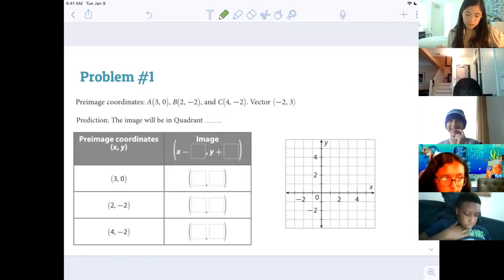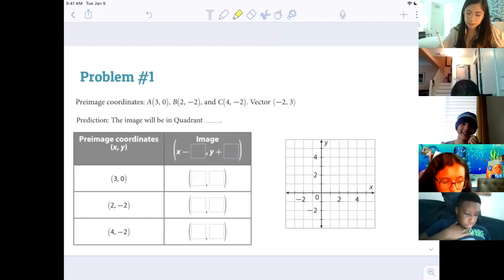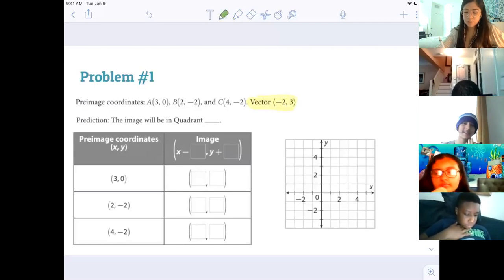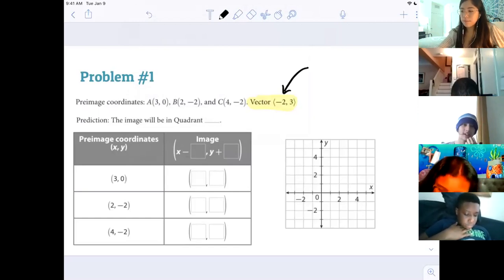All right, so I have a pre-image, and I'm going to translate it using the vector -2, 3. So what does the vector tell me to do? In using words, what is this telling me to do? Hmm?